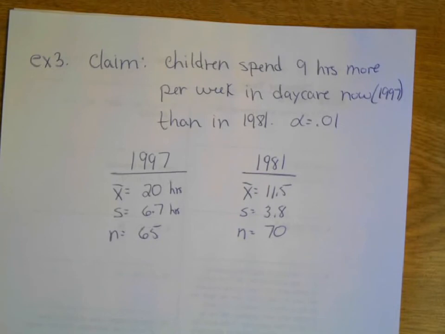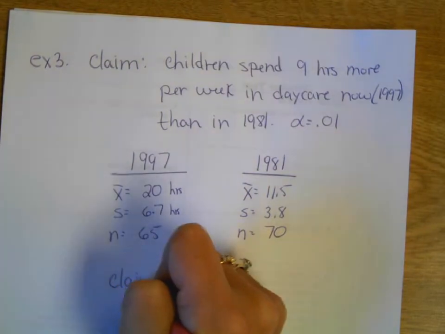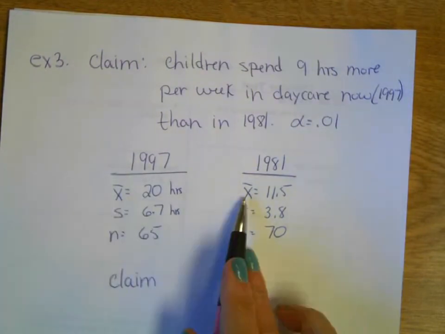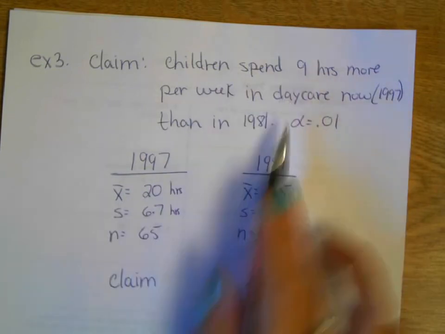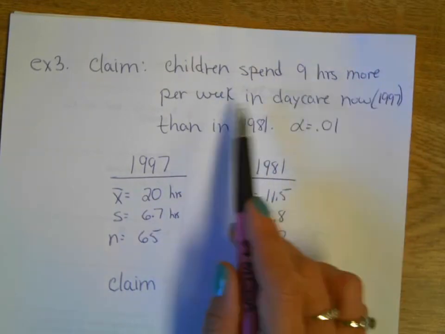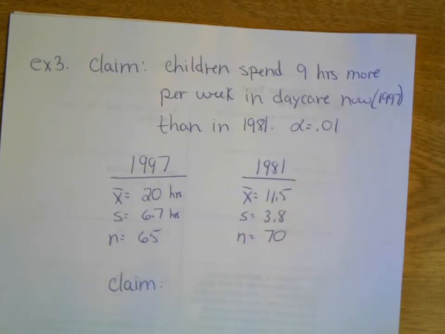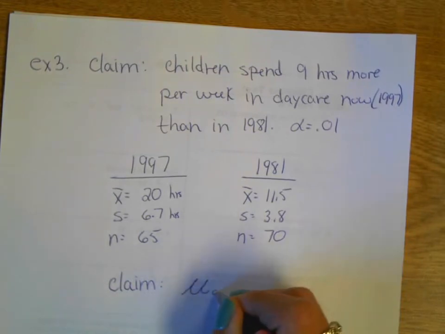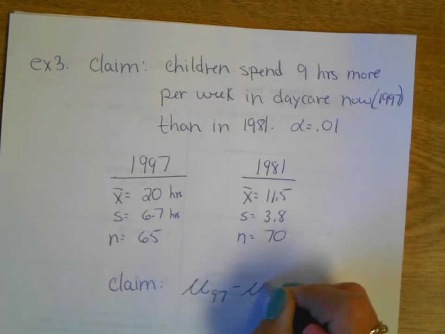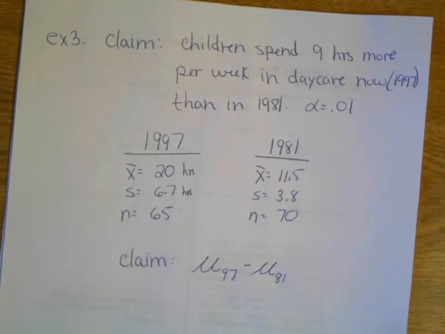Okay, the claim's the tricky part on this one. And remember, we're testing the difference. So the claim, and it's about averages because you can see our sample. Nowhere up here did I say the average, but we're comparing averages. So how do we write that children spend 9 hours more per week in daycare now than in 1981? With a difference. So I'm subtracting the two. I'm talking about the average for 97 minus the average for 81. Or I could go 81 minus 97 for that matter. It doesn't matter. I have to subtract the two means.